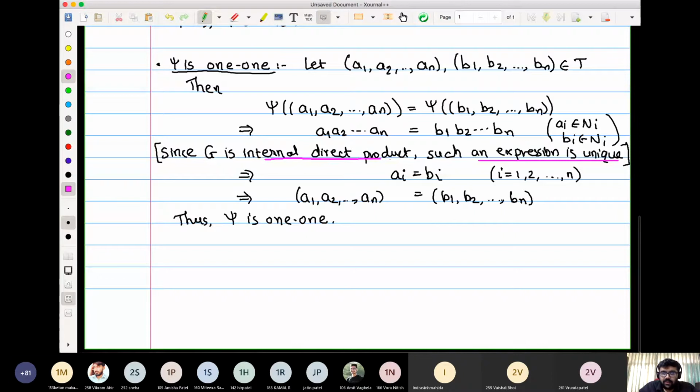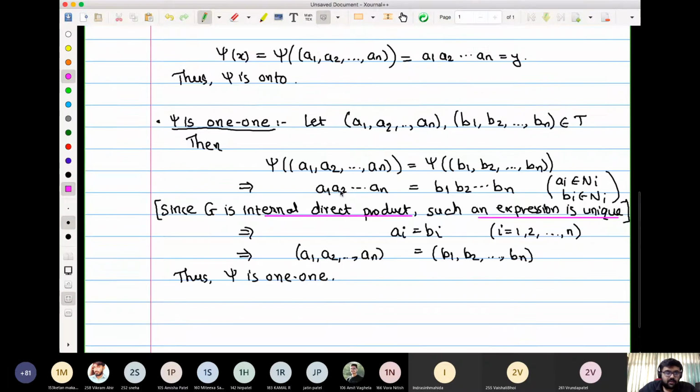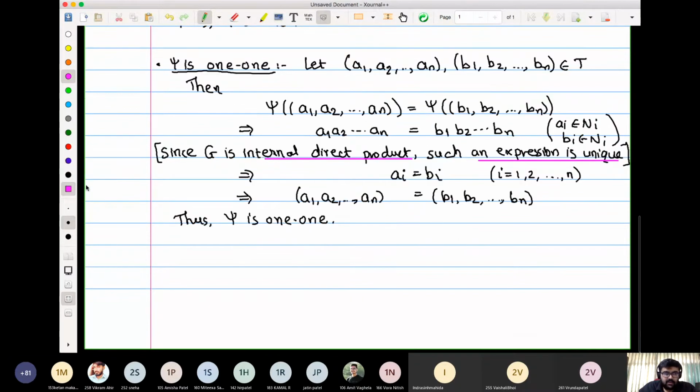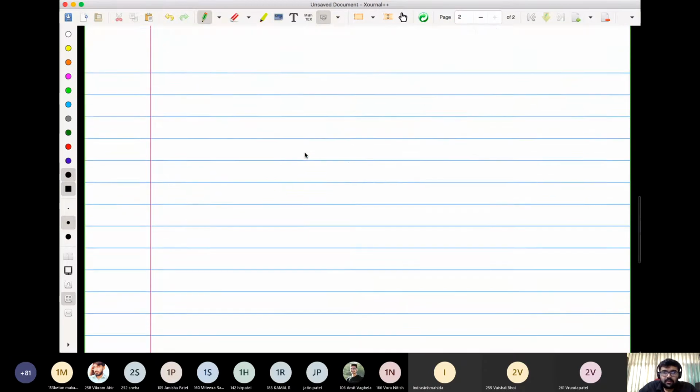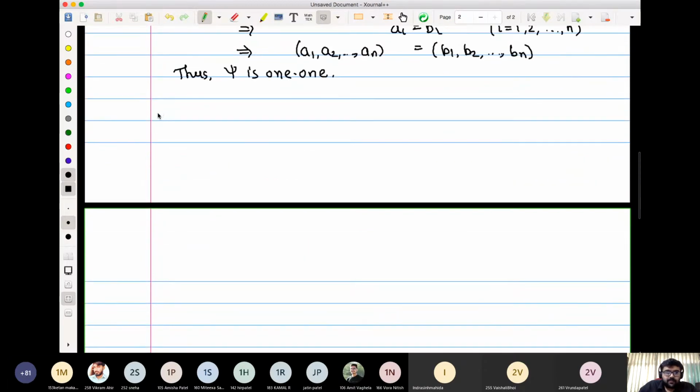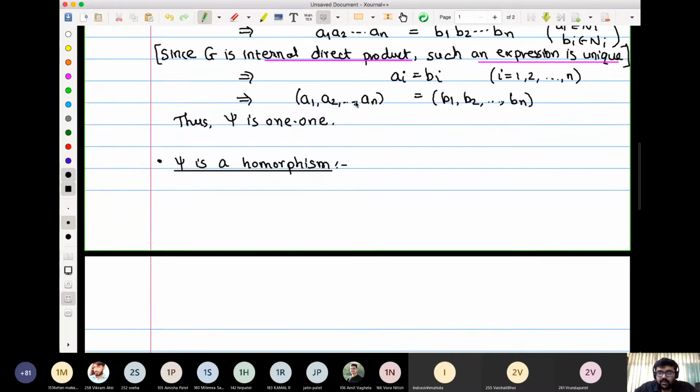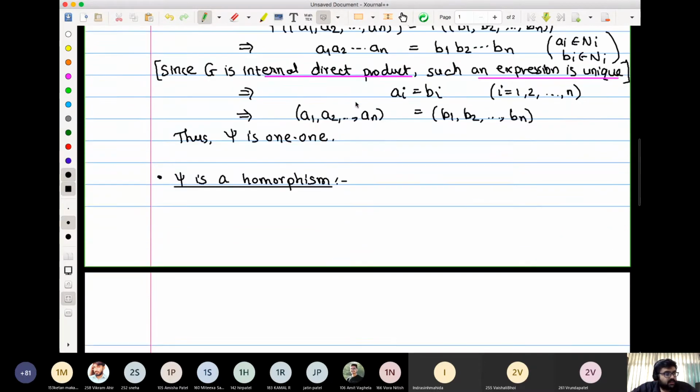Okay, so I proceed. Now what remains to show isomorphism? We need a homomorphism. All right, so last step. Not every map is a homomorphism, and not every map is an isomorphism. There is at least one homomorphism. Okay, show that psi is a homomorphism.